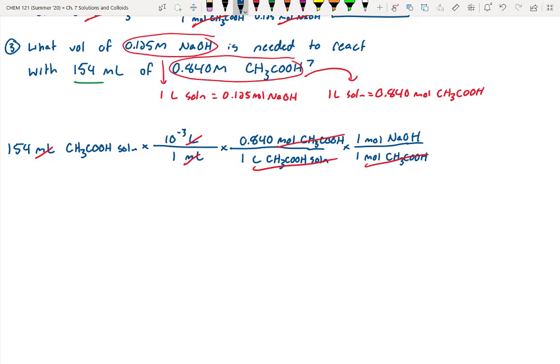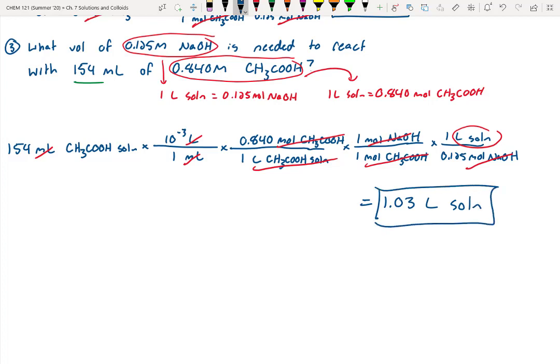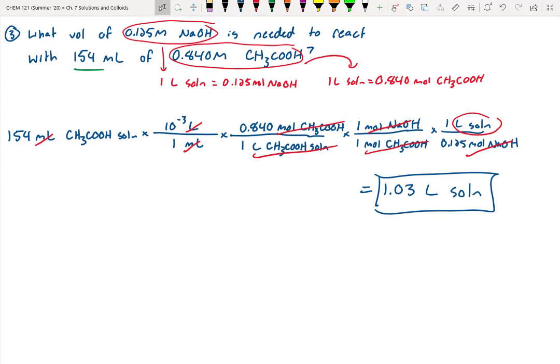Okay, so down here we could say that there are 0.125 moles of NaOH in 1 liter of solution. By doing this, we can cancel out moles of NaOH, and we'd be left with liters of solution. Okay, I'm just going to put this down here. And if you go ahead and calculate all of this, you should be able to get an answer that is 1.03 liters, right? And as you can tell, this took a fair amount of work to accomplish this transformation.